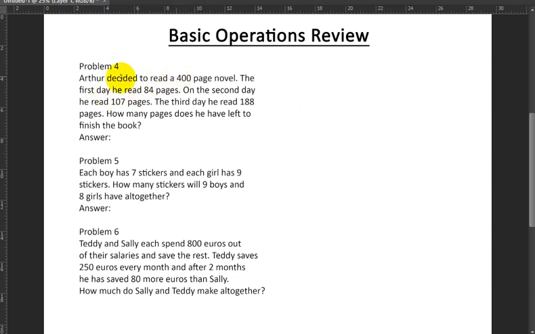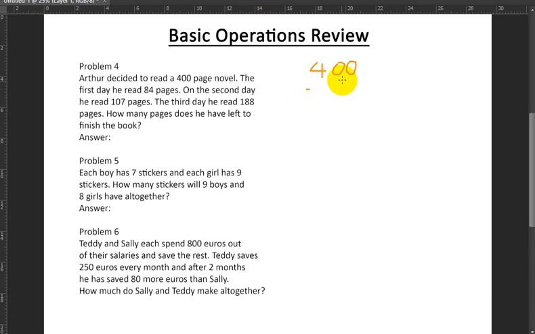Problem number 4 says, Arthur decided to read a 400-page novel. The first day he read 84 pages. The second day he read 107 pages. The third day he read 188 pages. How many pages does he have left to finish the book? Okay, so the whole book is 400 pages. Each day he's reading some pages. Now these are pages he no longer needs to read. So they're pages that I need to subtract from the total number of pages to find how many he has left.